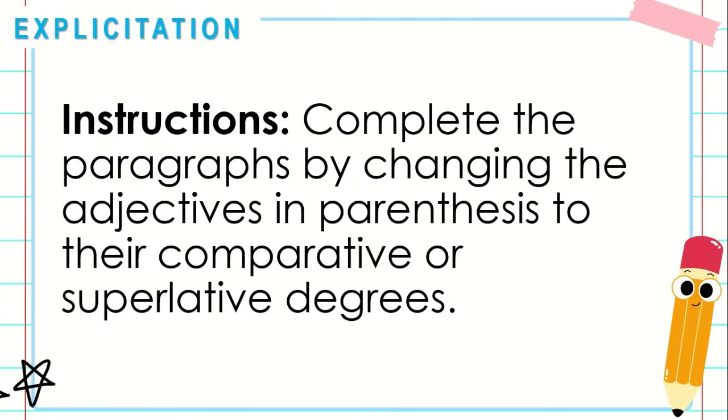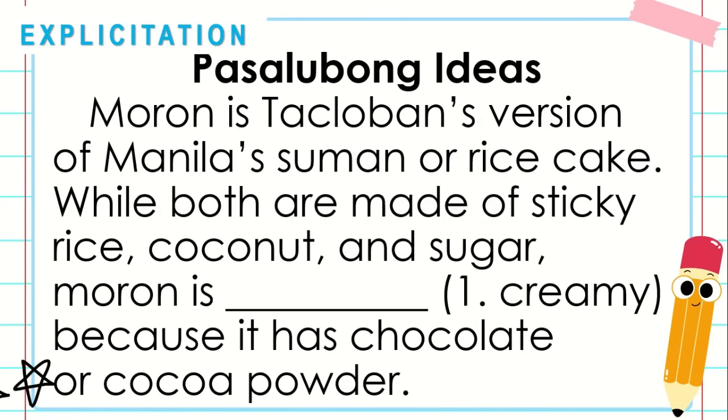Complete the paragraphs by changing the adjectives in parentheses to their comparative or superlative degrees. Pasalubong ideas. Moron is Tacloban's version of Manila's suman or rice cake. While both are made of sticky rice, coconut, and sugar, Moron is blank, creamy, because it has chocolate or cocoa powder.